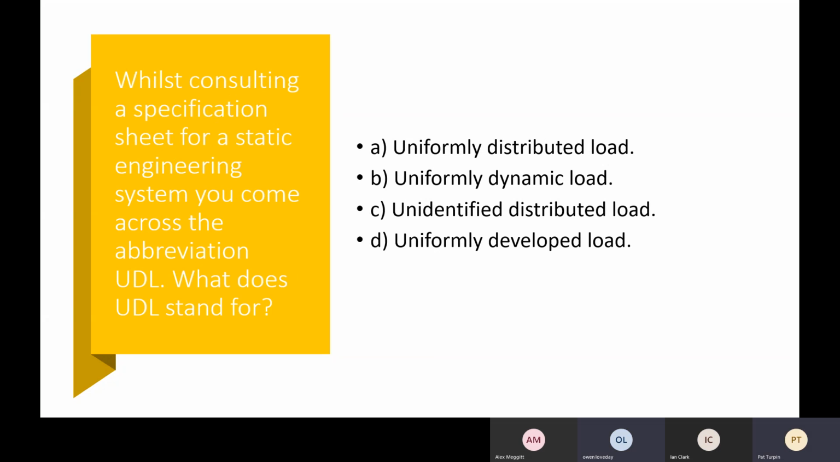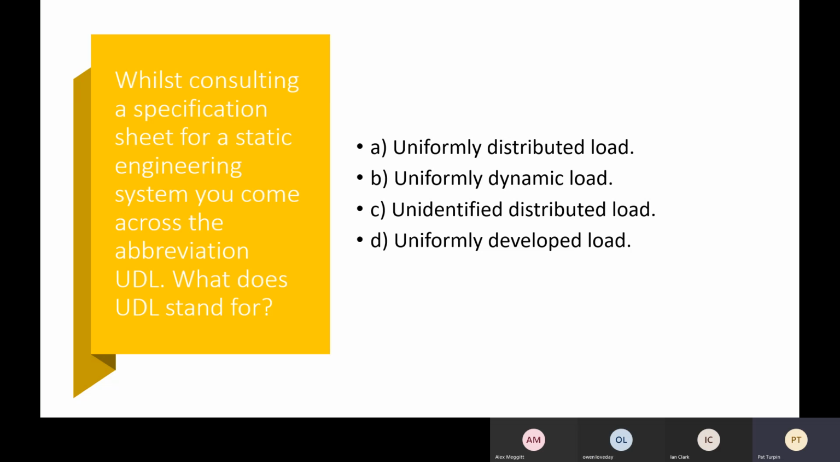While consulting a specification sheet for a static engineering system, you come across the abbreviation UDL. What do you think UDL stands for? I think it's B, uniformly dynamic load. Or is it an unidentified distributed load? I don't think that's something you would term, is it?